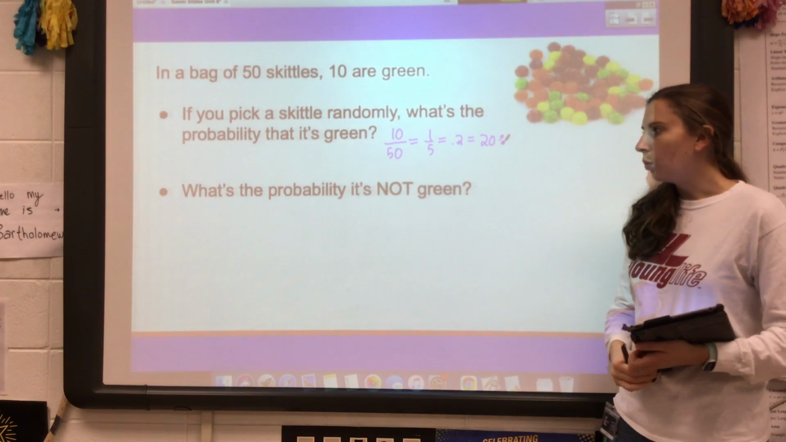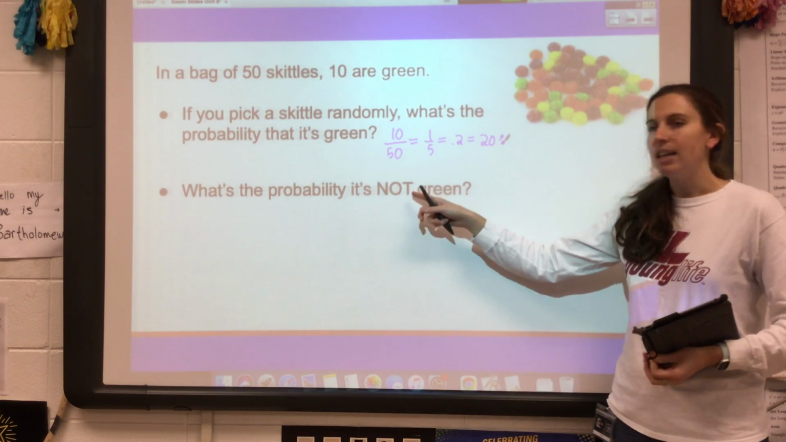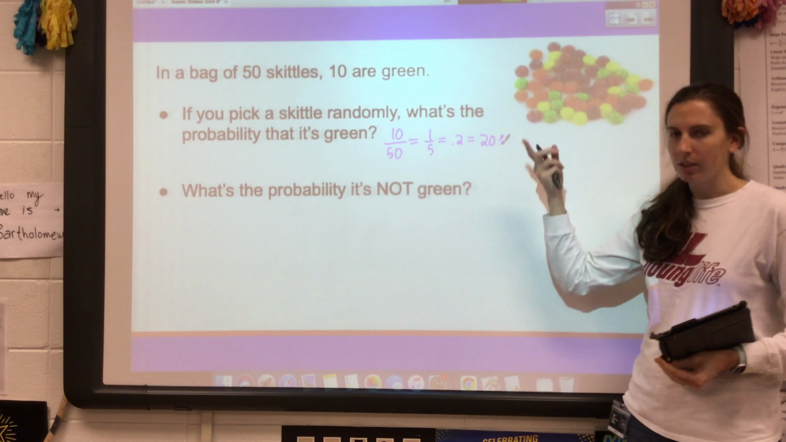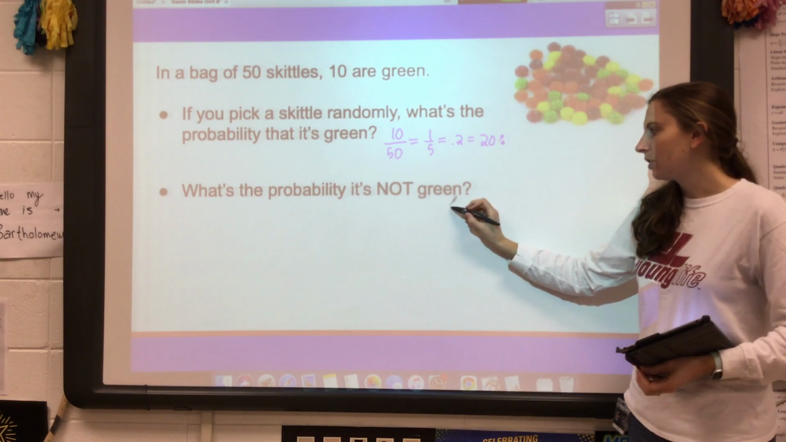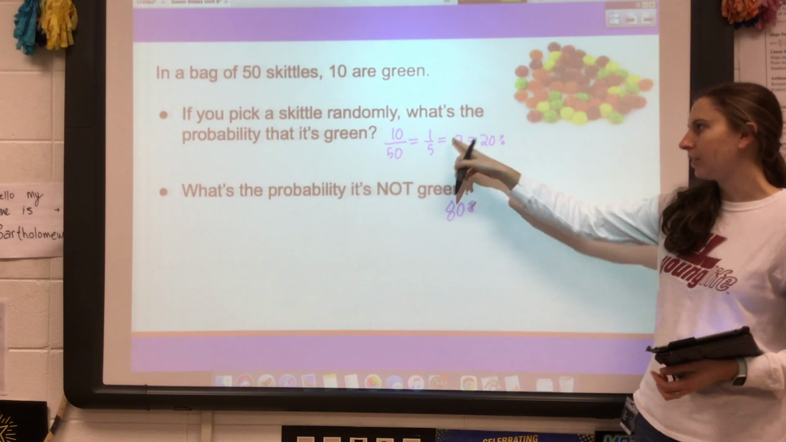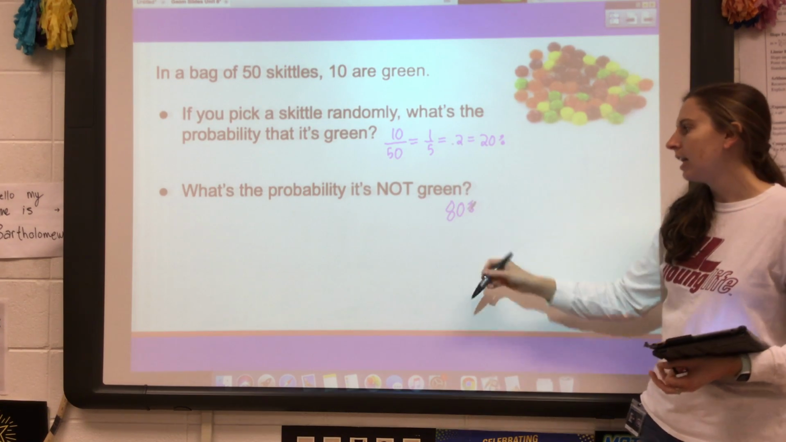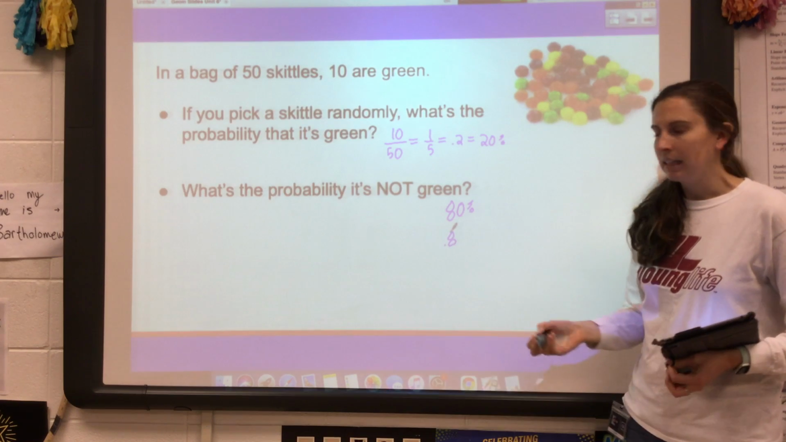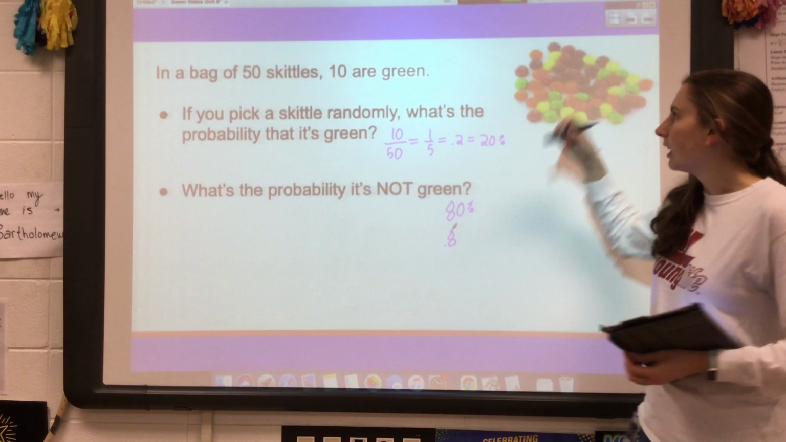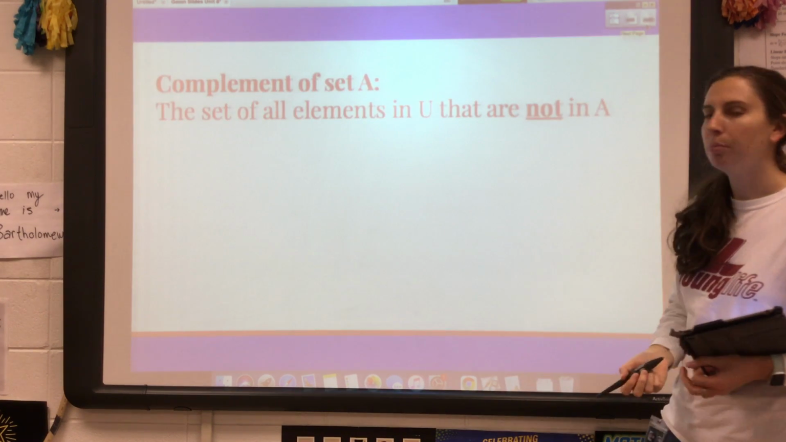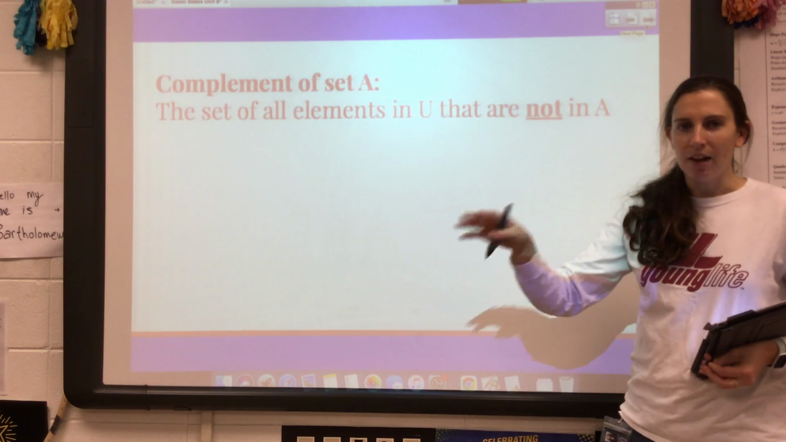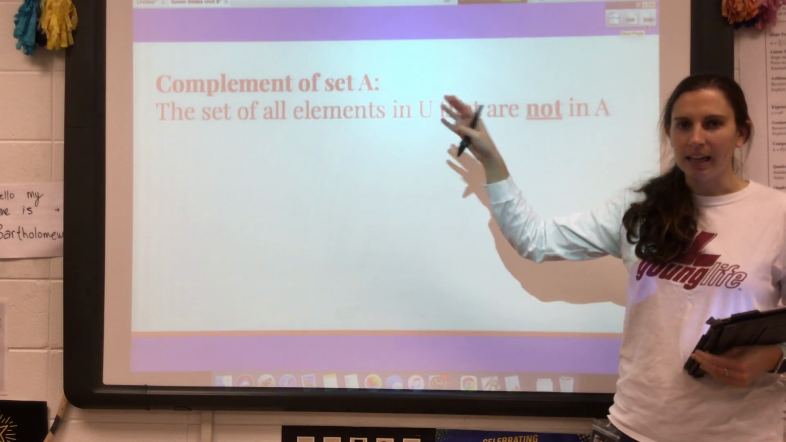Next, I want to know, what is the probability that it's not green? Just use your common sense here. There's a 20% chance that it's green, then there's an 80% chance that it's not green. Or if there's a 0.2 chance that it's green, then there's a 0.8 chance that it's not green. What you've just described here is called the complement. The complement is basically everything that's not in a certain set.